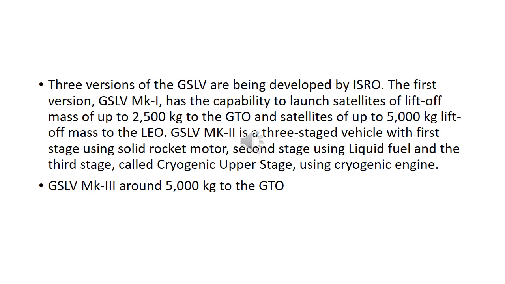Oxidizer is used because in outer space there is a lack of oxygen, and the various capacities of this launch vehicle, as I stated before, are around 2500 kgs, around 3000 kgs, and around 5000 kgs to the GTO, which increase to the lower Earth orbit to around 3 to 5 tons for Mk1 and Mk2, and around 10 tons for Mk3.